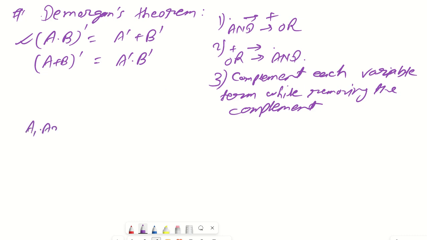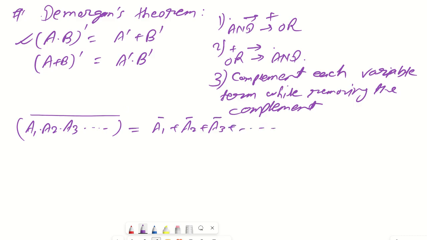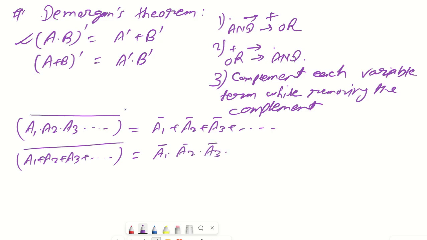We can write the general formulas as, let us say we have a1 dot a2 dot a3, like that, n number of terms, and a bar over all of it. You can use either this bar or the dash, both are same. So this can be considered as a1 bar plus a2 bar plus a3 bar, like that, up to n terms. Then if it is a1 plus a2 plus a3, like that with multiple terms and a bar over it, then it can be considered as a1 bar into a2 bar into a3 bar, like that. So you have to understand that whether I write a prime or a bar, both are same. Sometimes I write it with a bar above, or sometimes with a prime.